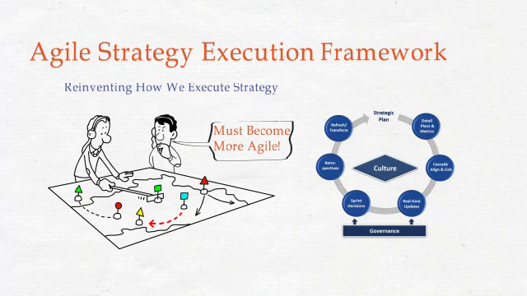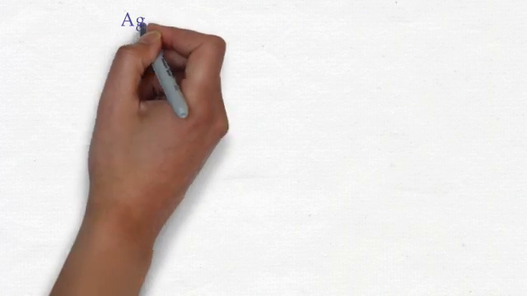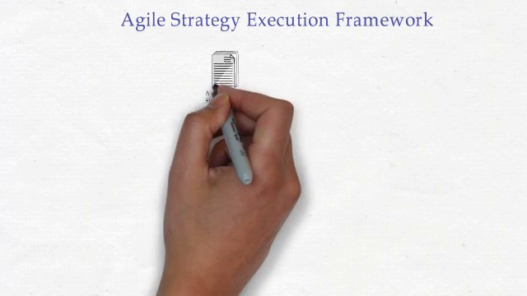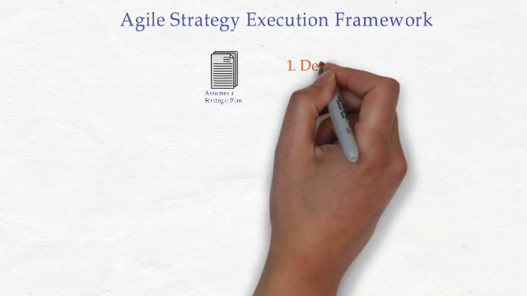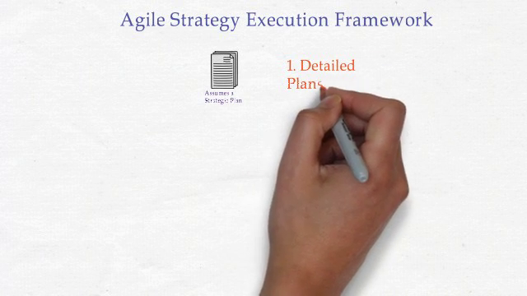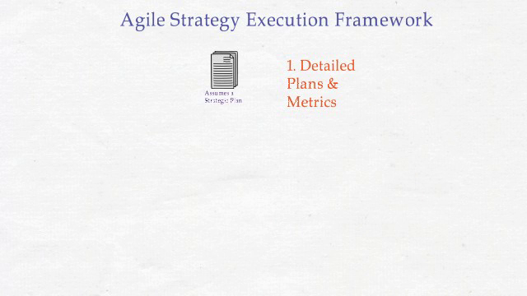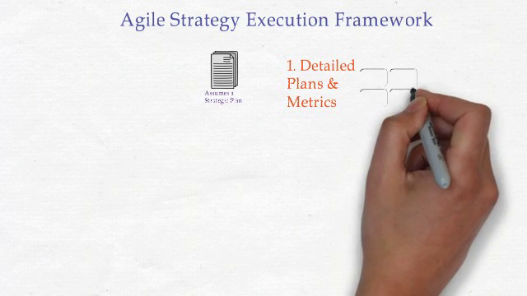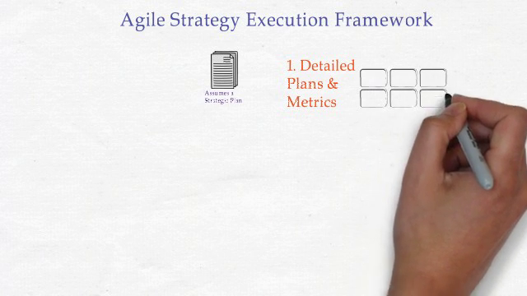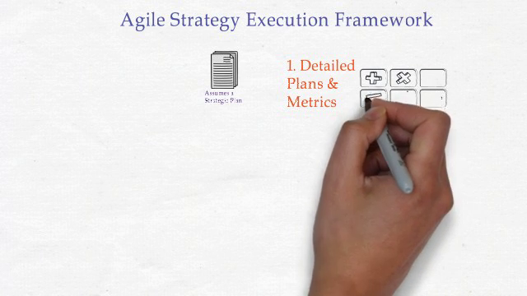Now, before we begin, it's important to remember that effective execution can't begin without a solid strategic plan. So our first component of our Agile Strategy Execution Framework assumes just that. It involves the building of area-detailed tactical plans with well-defined metrics. Areas can be organized by function, by geography, by product or service line, or whatever primary organizing structure the firm is using.